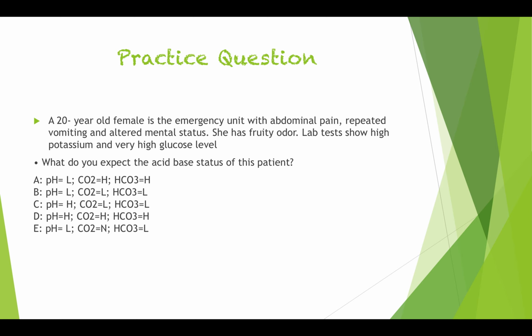What do you expect the acid-base status of this patient? As we mentioned before, a patient with diabetic ketoacidosis will have metabolic acidosis, and this means that the pH is low and the carbon dioxide goes in the same direction, which would also be low. The bicarbonate and carbon dioxide always follow each other, so the bicarbonate will also be low. So the answer to this question is B. The pH is low, the carbon dioxide is low, and the bicarbonate is low.